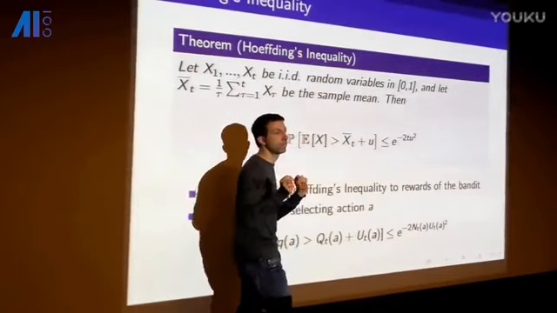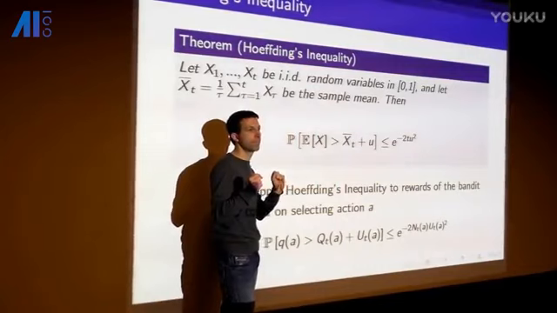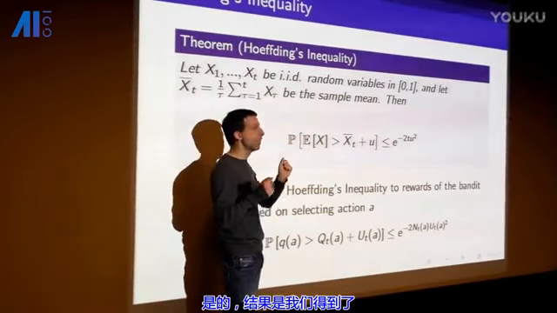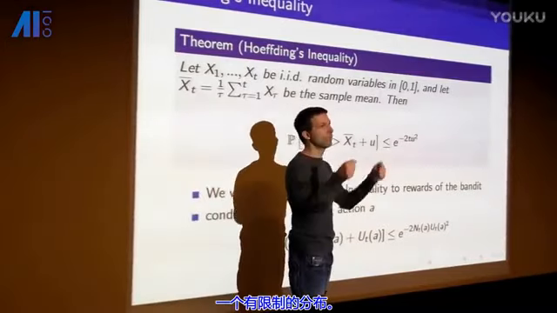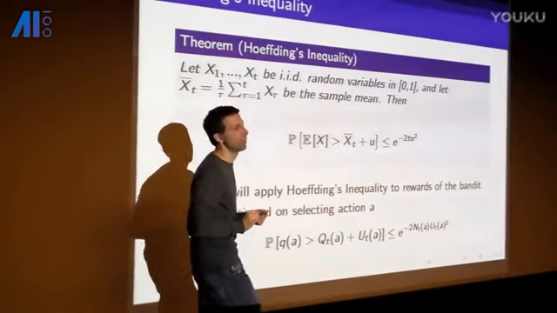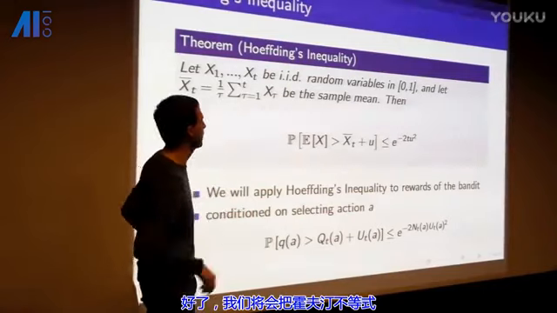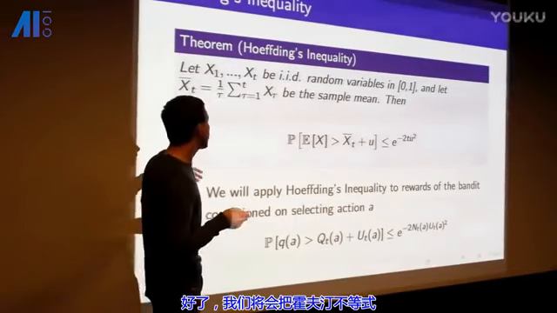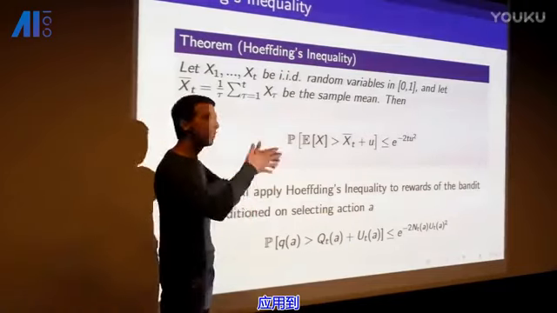So if the rewards are distributed, there's no maximum value you can get. Yeah, for this result, it assumes that you've got a bounded distribution. So there is at least one assumption. It's true for any bounded distribution. Thank you. So we will apply Hoeffding's inequality to the bandit case.